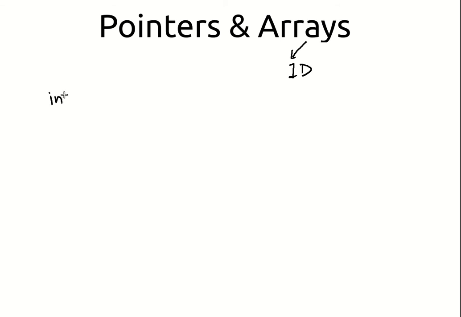To understand arrays and pointers in detail, let us first create an array named A with 5 elements: 1, 2, 3, 4 and 5. Now whenever I declare an array A with 5 elements, inside computer's memory this array A would look something like this.